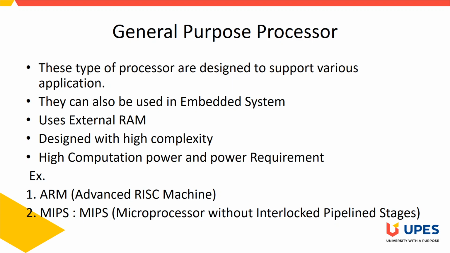If you talk about von Neumann or Harvard architecture, their design complexity is high because they have to support a variety of applications. Their computation power is high, as well as the power requirement. So that's why they are normally not used in compact embedded system designs. They are only used where we need high computation power. Only then is a general purpose processor used inside an embedded system.